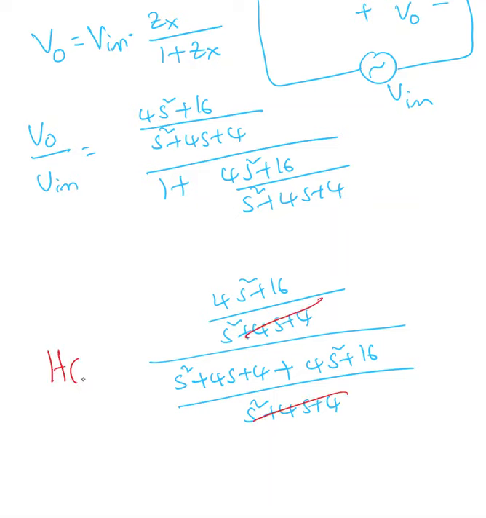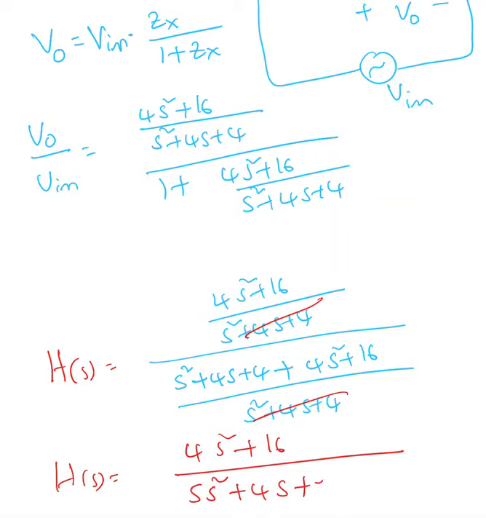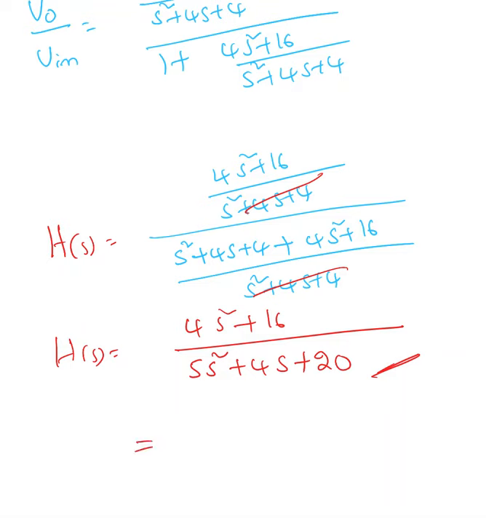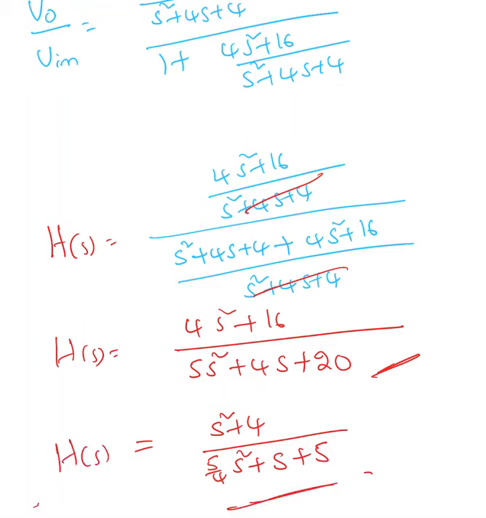So H of S equals 4S square plus 16 over 5S square plus 4S plus 20. That's our transfer function. If you want to simplify this, you can still do that: it is S square plus 4 over 5 over 4 S square plus S plus 5. That's your transfer function H of S. Okay, thank you.